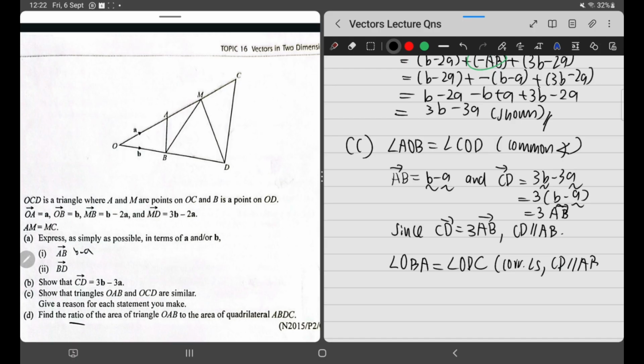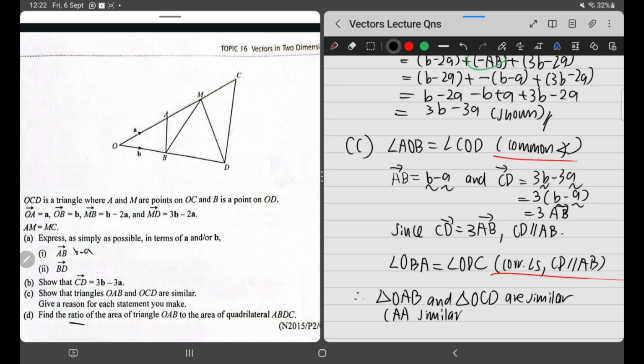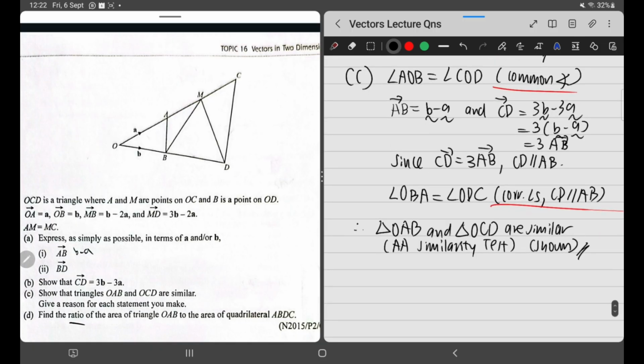CD is parallel to AB. So now you have two reasons, right? Hence, triangle OAB and triangle OCD are similar. AA similarity test shown. Okay, so that is how you answer this question. It's just to identify this. If you cannot identify this, you will not be able to solve the question. You need to show that CD is parallel to AB.